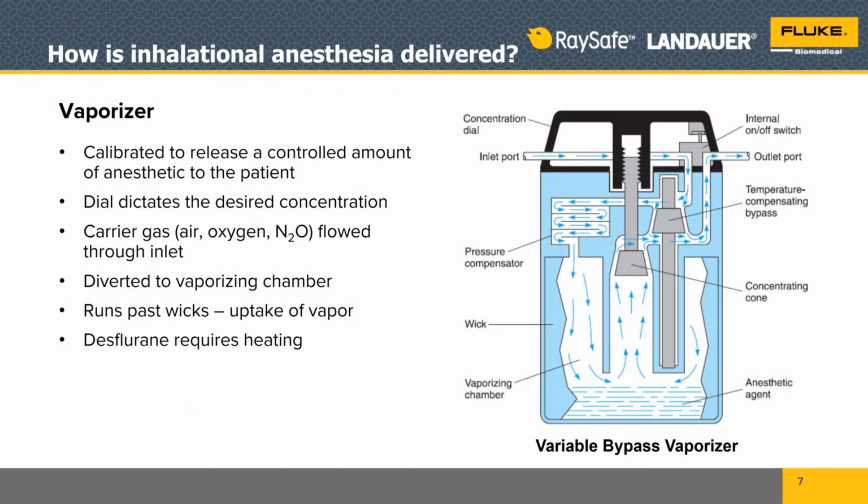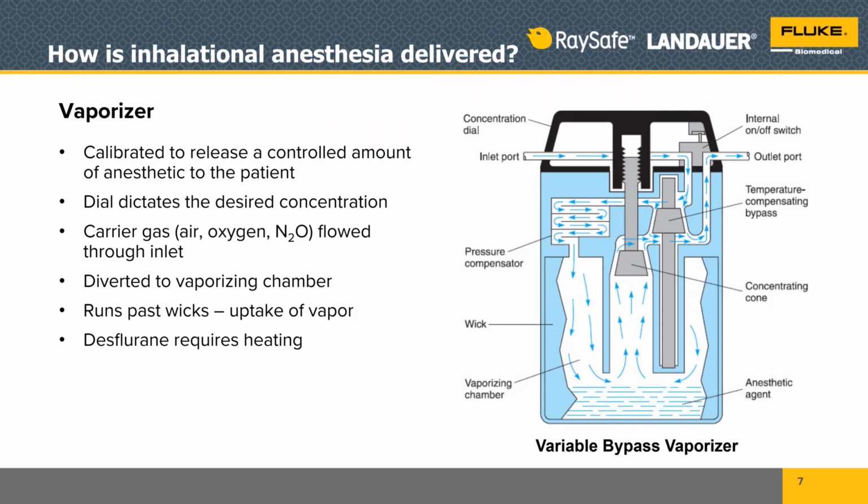So the main component of the anesthesia delivery system is the vaporizer. And here we've got a kind of a detailed generic diagram of a vaporizer. So it's calibrated to release a very controlled amount of anesthetic to the patient. There's usually a mechanical dial that dictates the desired concentration. There's some kind of carrier gas going through, air, oxygen, N2O, flow through the inlet.